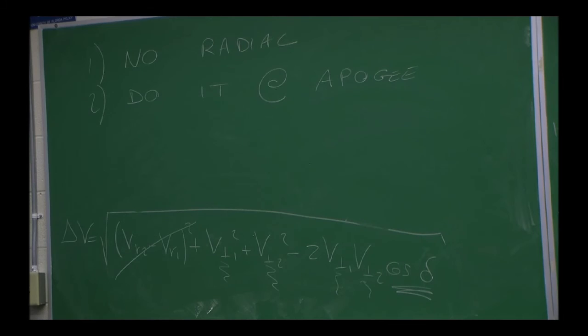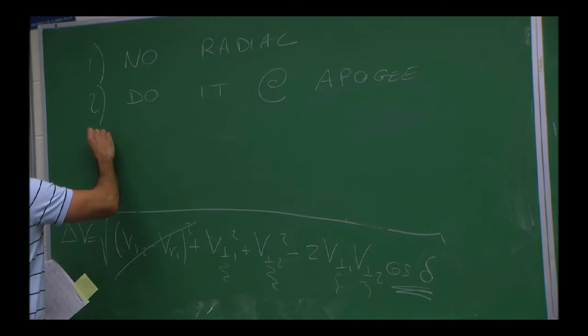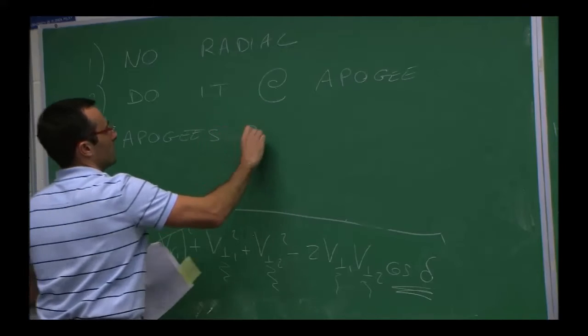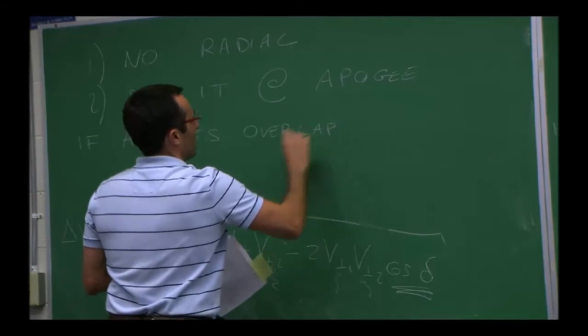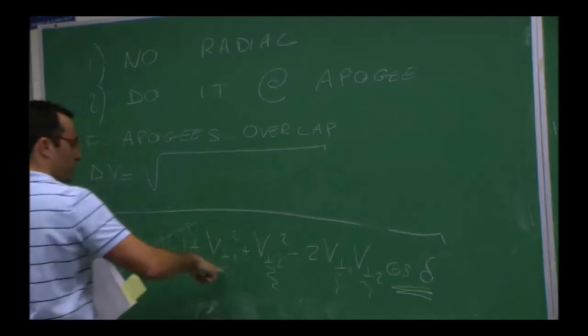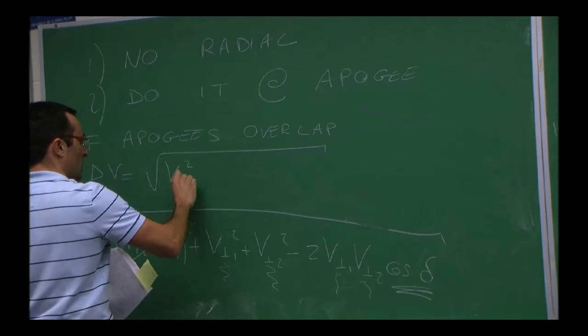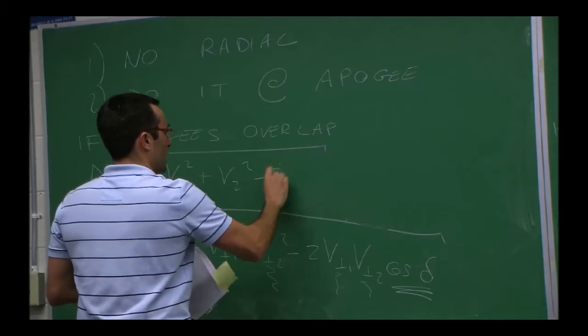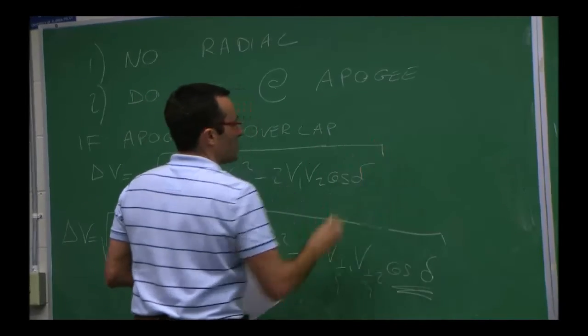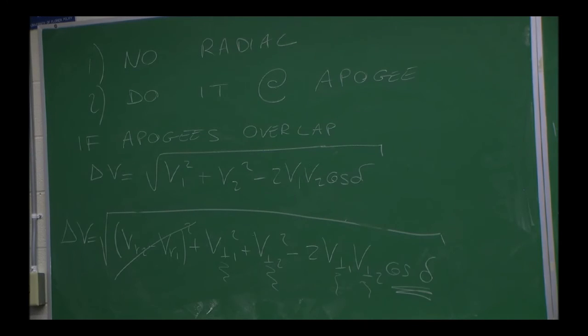Possibly, if you're going from an apogee to a new apogee, they're both the minimum that you can get on the two orbits. Okay? In fact, if the apogees of the two orbits overlap, what happens? Actually, you don't even have a V_r. So the delta V, you can forget about V perpendicular, that's actually V1 squared plus V2 squared minus 2 V1 V2 cosine of delta. What you're doing here is changing the plane, rotating about the line of apsides.